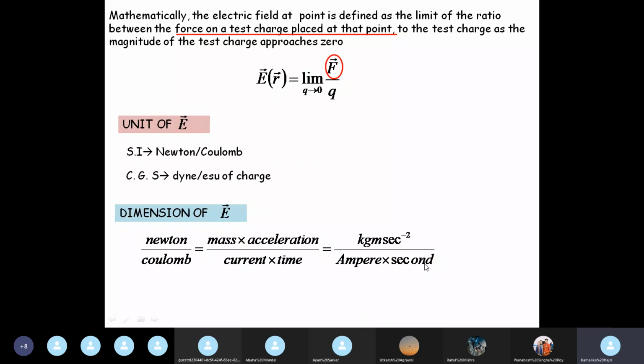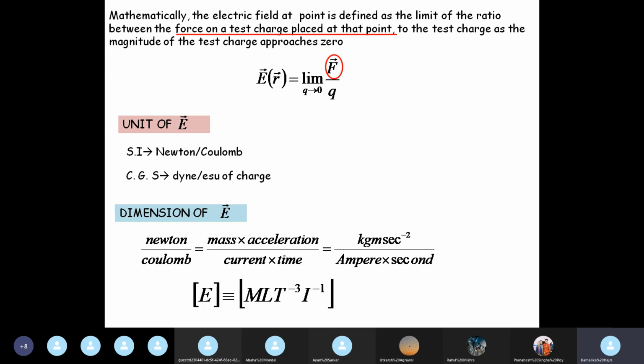So now you can write the dimension of E, M for kg, L for meter. We have second to the power minus 2 and again a second in the denominator, so second to the power minus 3, so time to the power minus 3, and ampere in the denominator, so I to the power minus 1. So what is the dimension of E? M, L, T to the power minus 3, I to the power minus 1.